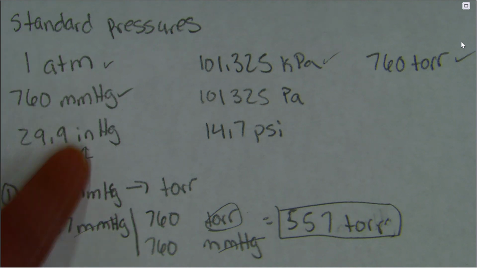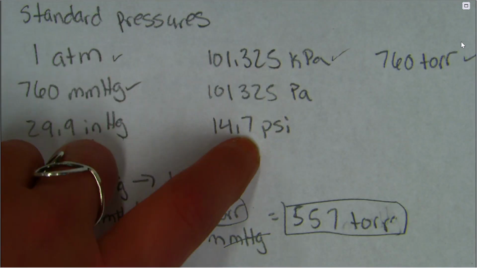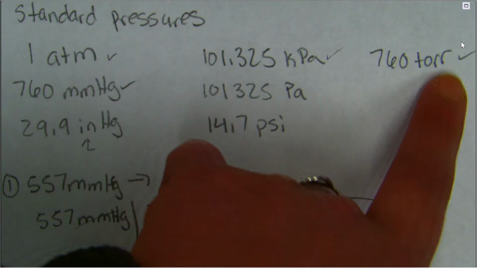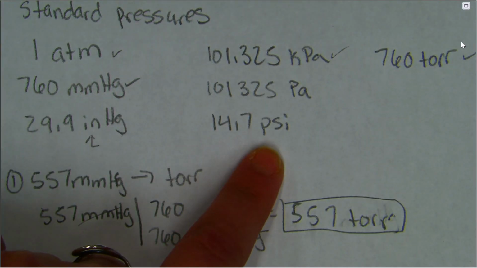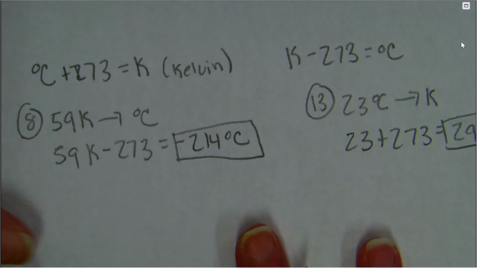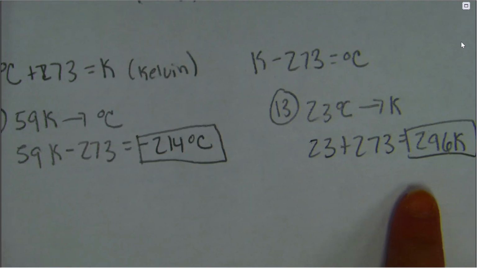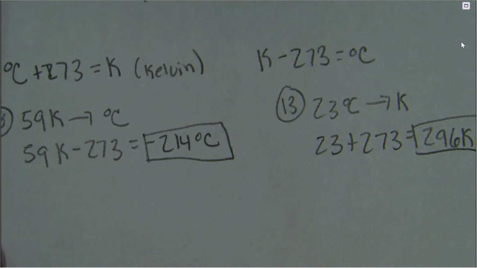So gases are going to be measured in one of these units above that we talked about: atmospheres, millimeters of mercury, inches of mercury, kilopascals, pascals, psi, or torr, and that's pounds per square inch. And our temperature for our gases, we're always going to use Kelvin, so you may have to do some conversions.